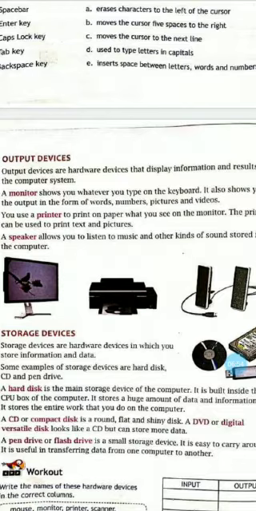You use a printer to print on paper what you see on the monitor. The printer can be used to print text and pictures. Whatever work you are doing on the computer, on your monitor, if you want it on paper, you will use a printer. So, the printer is also an output device. It prints all the text and pictures that you are working on the monitor. Suppose you have made a beautiful drawing, or a card, or you have typed a letter and you want it on a sheet of paper. So you will connect the printer and take out the printout.